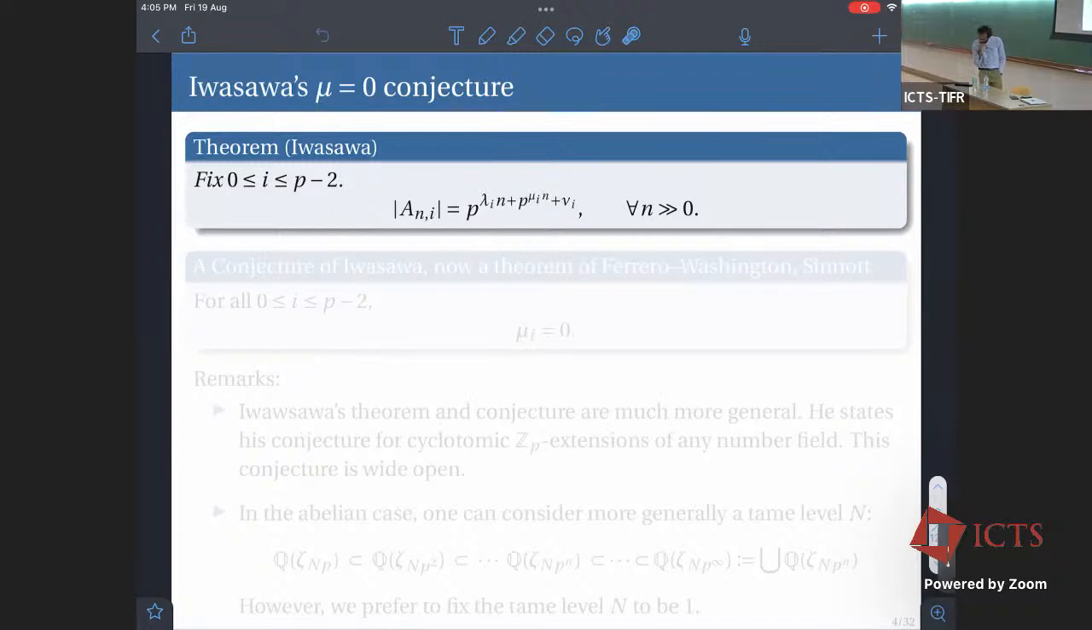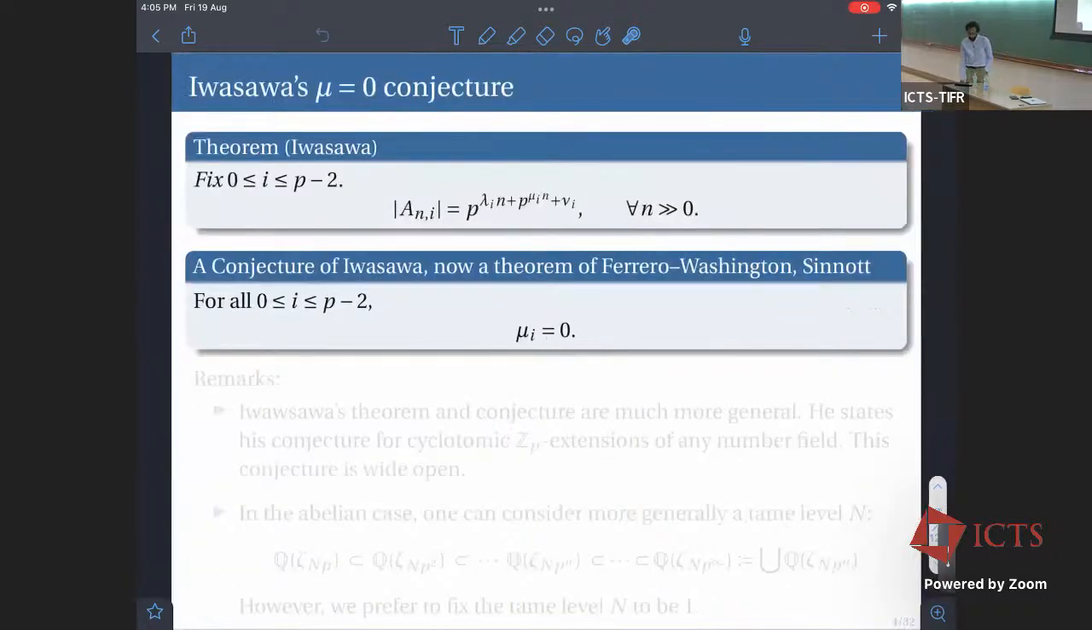And along the way, Iwasawa also made this conjecture in some generality, but in the setup that I'm describing, this conjecture is now a theorem of Ferrero-Washington. So Ferrero-Washington first proved this conjecture for this setup, and Sinnott gave an alternative proof. And the conjecture and the theorem is that the invariant μ, the exponential term μ_i, is 0.